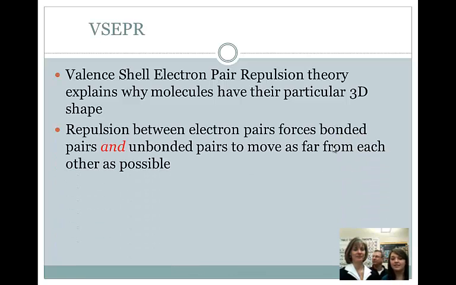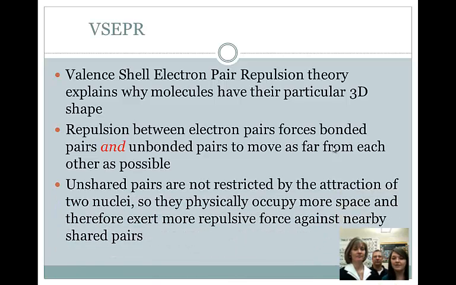And what happens is there's a repulsion between the electron pair forces in the bonded pairs and in the unbonded pairs. We know electrons have negative charges, and those negative charges want to repel against the other ones. And what happens is they want to move as far away from each other as possible.